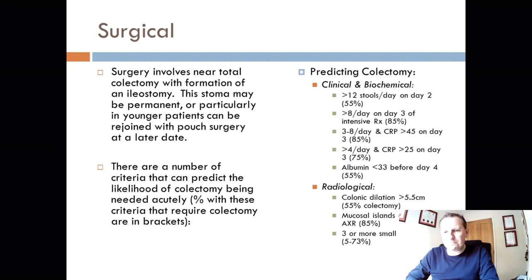The things on the right here are all things that can predict the likelihood of colectomy being needed, and we never would be putting someone forward for surgery based on these alone, but you can imagine, you can work out from these, if you've got over 12 stools on day 2 of treatment, then that means you've got bad colitis. Equally, if your CRP is still up or your albumin is dropping despite treatment, then again you've got bad disease, and so surgery is more likely to be needed.